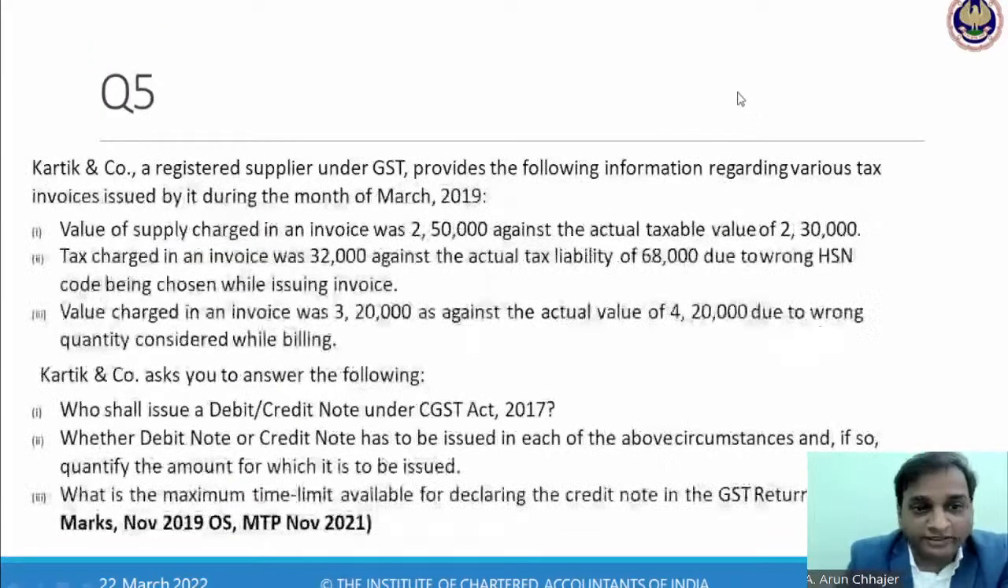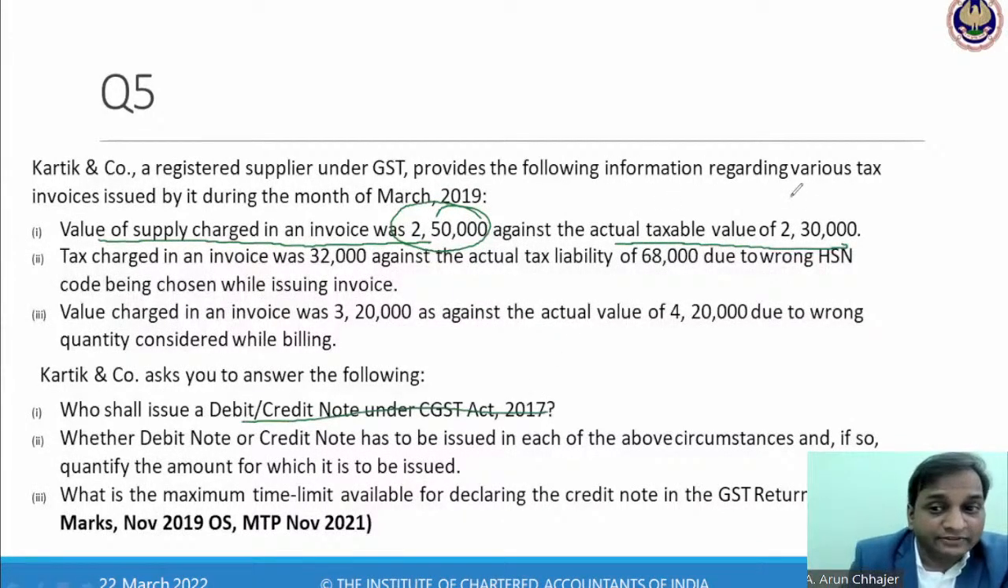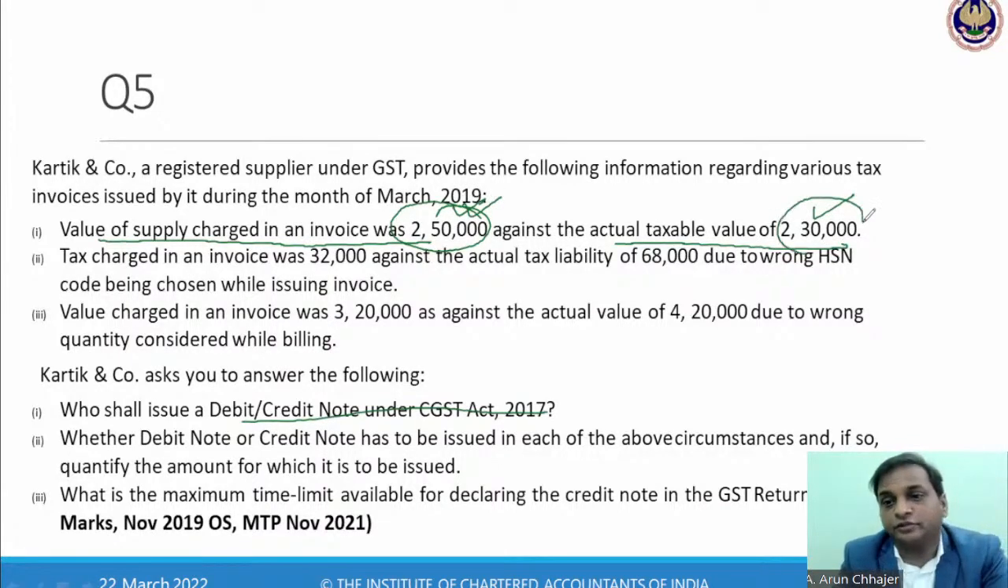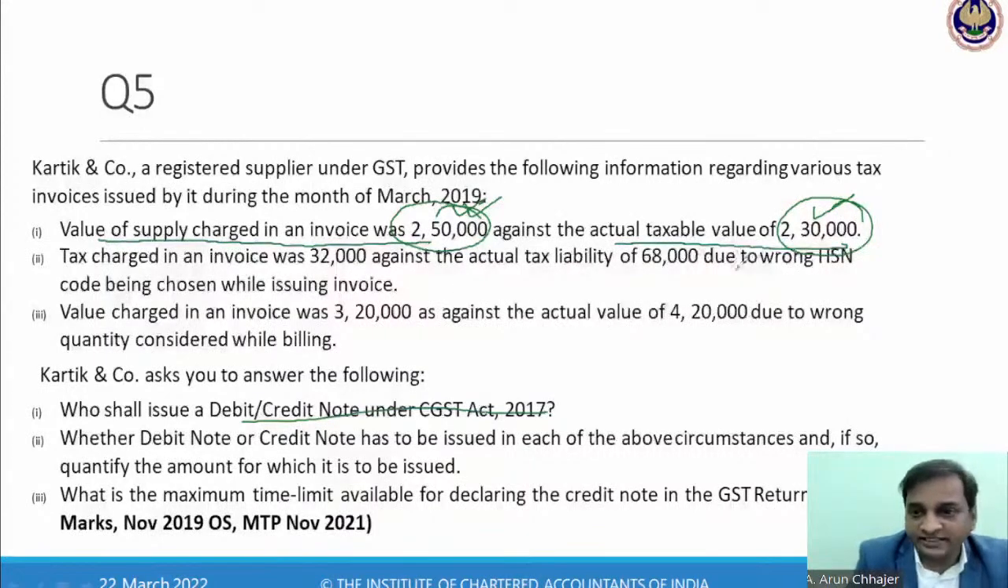Question 4, we have clarified quickly. If the value of the supply charged in an invoice is rupees 2,50,000 against the actual taxable supply of 2,30,000, which document will be issued? If the supply was 230, but he has raised the invoice for 250, which document will be issued? The original invoice is 2,50,000, but it should be 2,30,000. So which document will be issued by the supplier? Debit note or credit note?